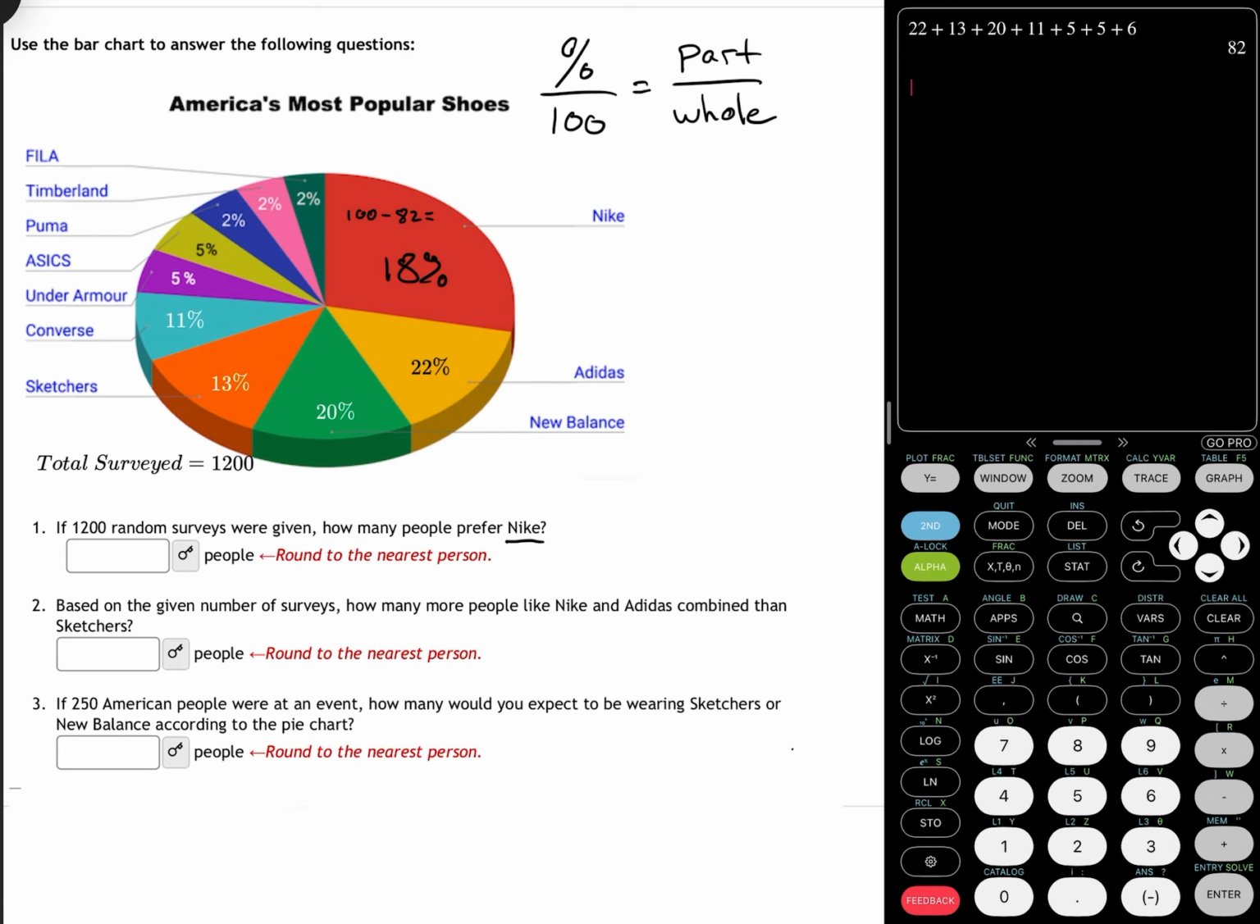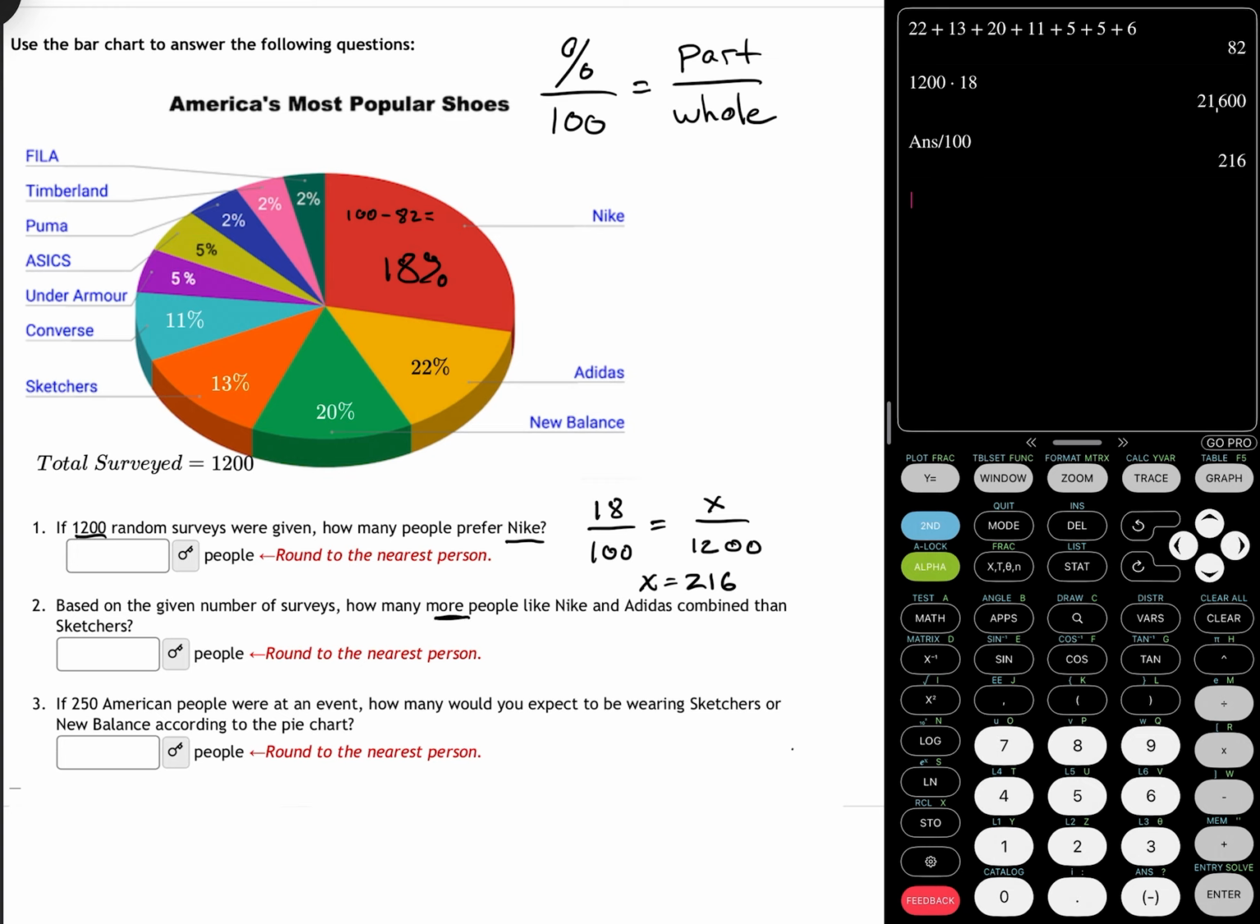So 1,200 random surveys. How many people prefer Nike? That means that you would set up your 18 over 100 is equal to the part. So that would be X in this case out of the whole. And it does say you have 1,200 random surveys. So X over 1,200. And now you can just cross multiply. So that'd be 1,200 times 18. And then divide by 100, so that would be 216. 216 people, 216 even.